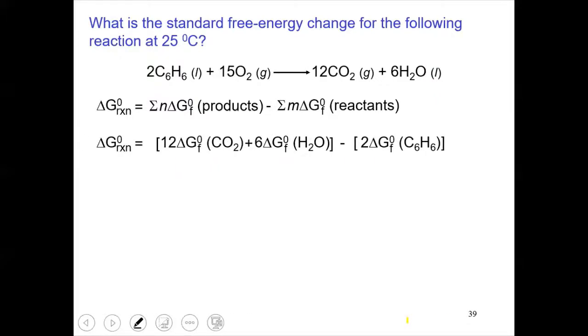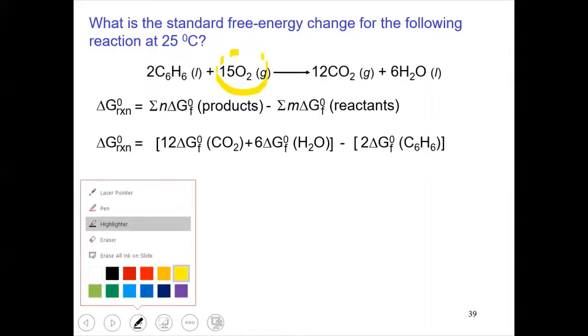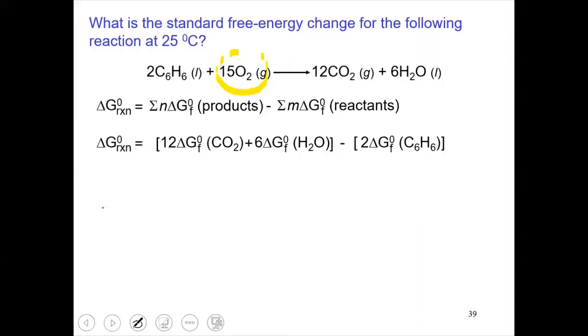So we had 12 times delta G of CO2 plus 6 times delta G of H2O minus 2 times the delta G of benzene. And again, remember that the oxygen would have a delta G of formation of 0 because that is its most stable elemental allotrope. So now it's a matter of finding the values. By now you remember that we said you're going to find this in the appendix.